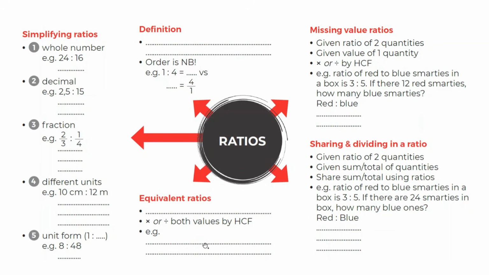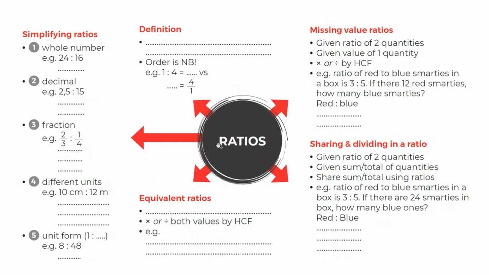When simplifying ratios, well, they may get 5 different kinds. They might need to simplify a whole number, a decimal, a fraction ratio. They might be given a ratio in different units, which could be under rates, but if they need to convert here and then put it in the same ratio. And again, unit form, which often comes up in exams. Unit form, 1 as to something.